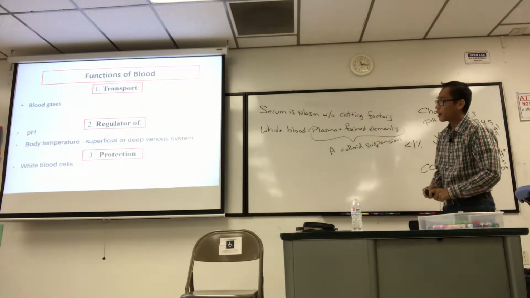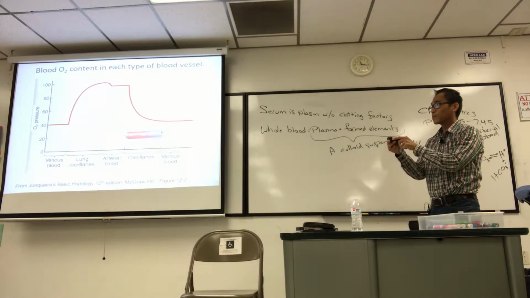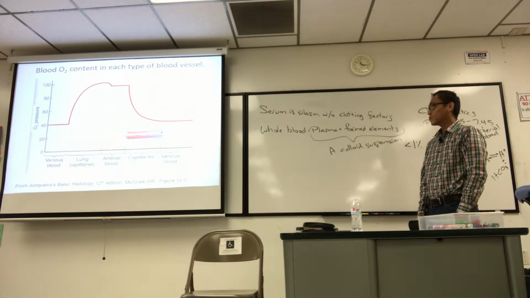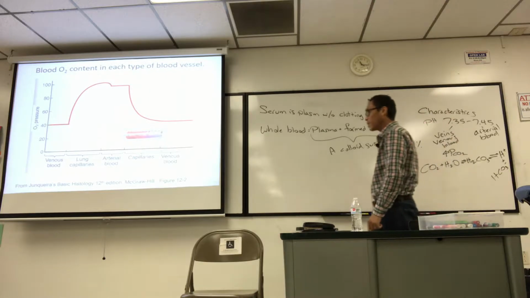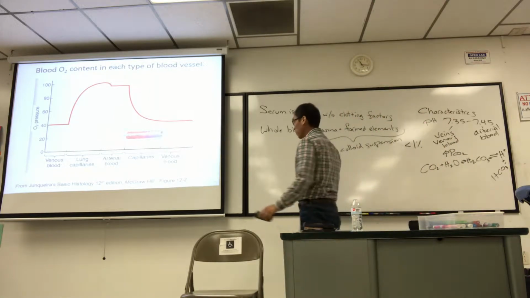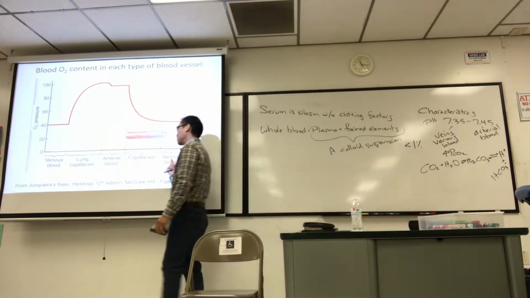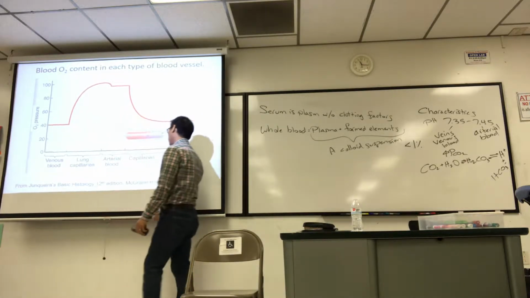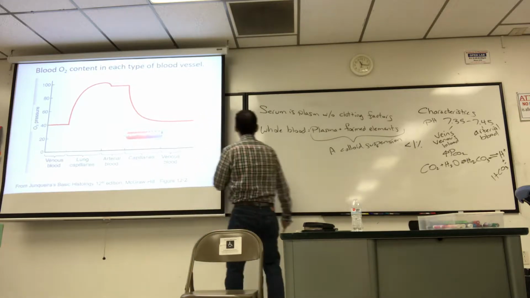All right. One of the key functions of blood I want to mention now is where blood picks up O2. It's at the pulmonary capillaries. That's what you see from this graph here. So you're studying these different kinds of blood vessels. You pick up O2 at lung capillaries. You drop it off at systemic capillaries.